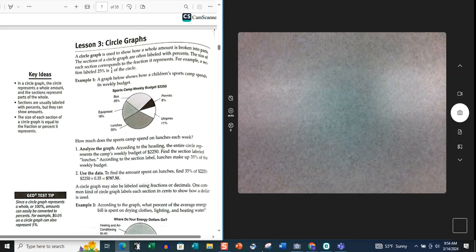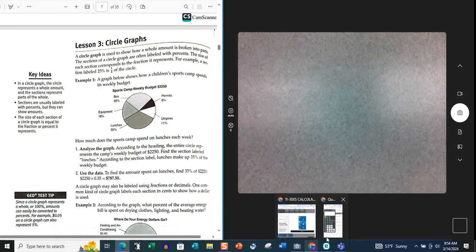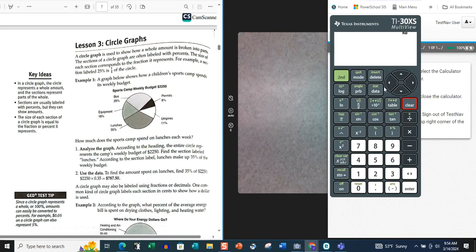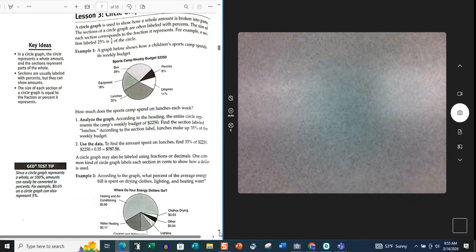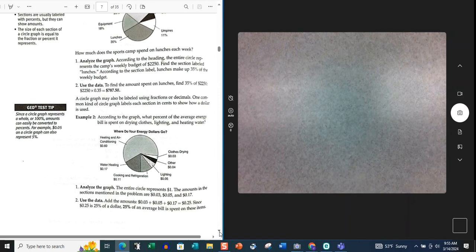Which we show here. And I would type it in your calculator just in case you need a refresher on how to type this in your calculator. You would type in 2,250 times 0.35. And then you'll press enter. And that will give you $787.50.